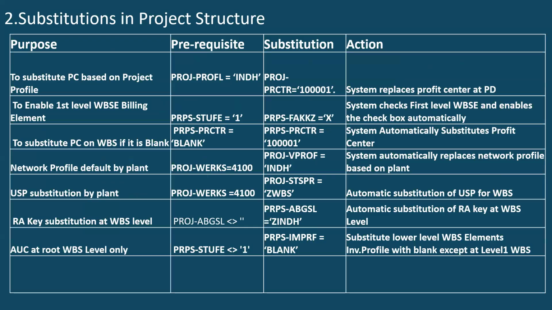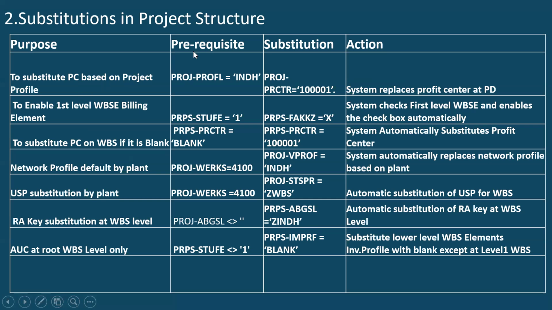Now, these are some of the examples that I mentioned here. These are all real-time examples, only the values differ. Whatever substitutions I wrote here are 100% real-time examples. So now, what is the first one? To substitute profit center. PC here is the shortcut for profit center, based on the project profile.